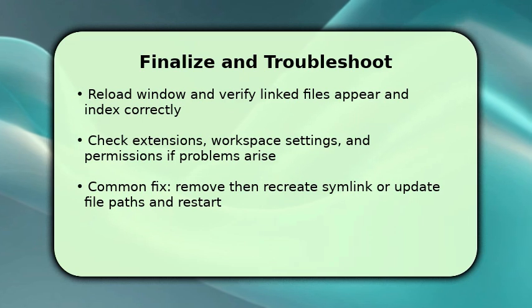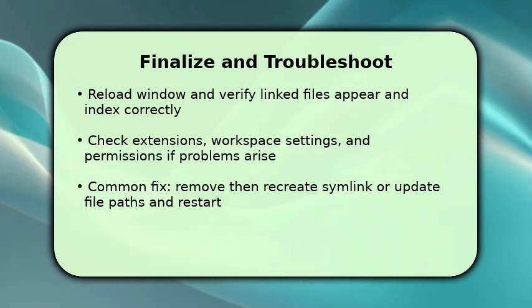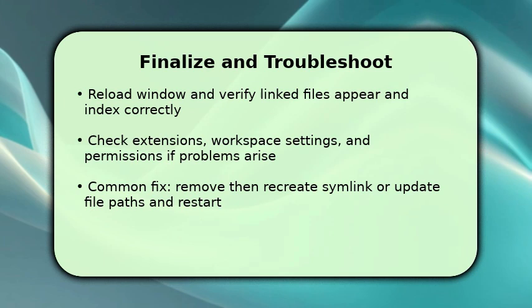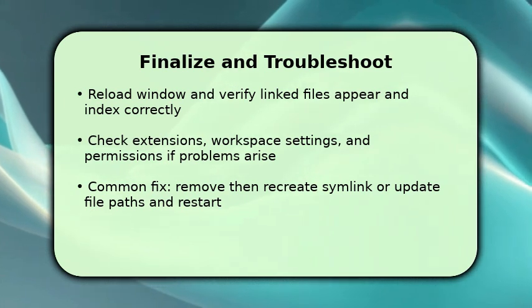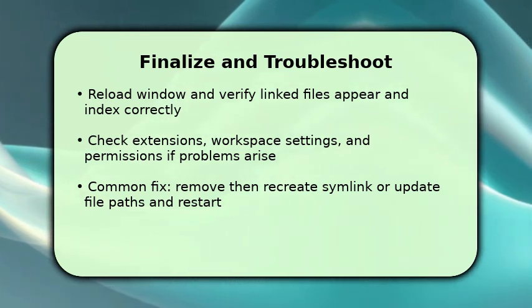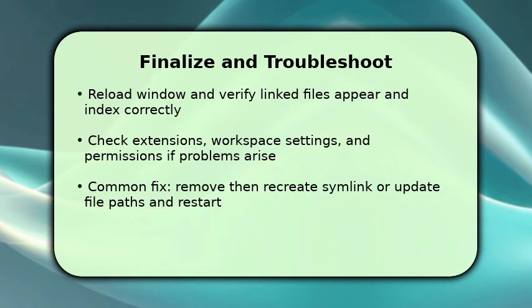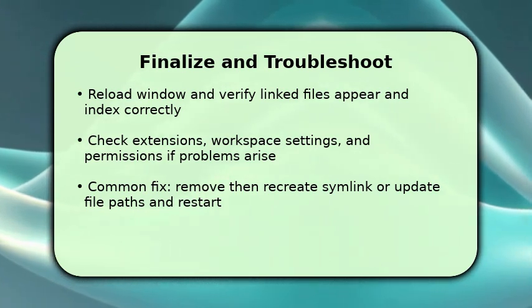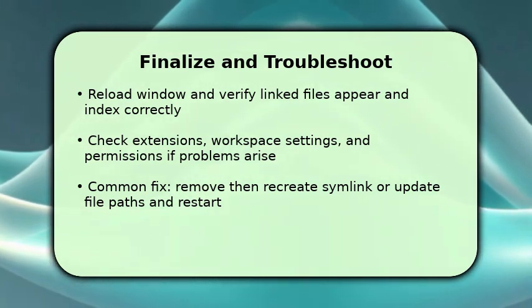If something breaks, first verify file system permissions and that the link targets exist. A key troubleshooting tip: remove the symlink and recreate it, or update the code-workspace paths and restart VS Code. This resolves most stale index or access errors quickly, so you can continue coding without delay.